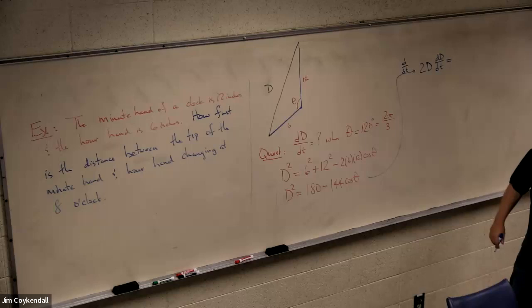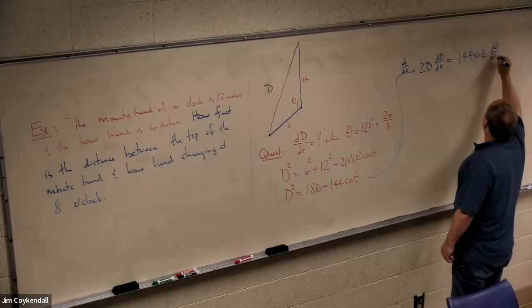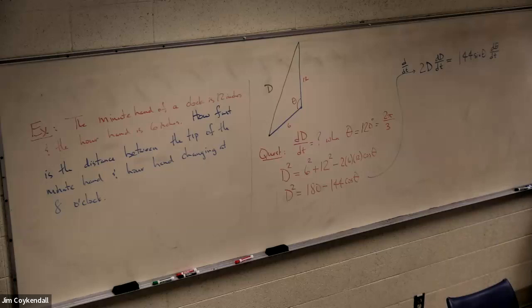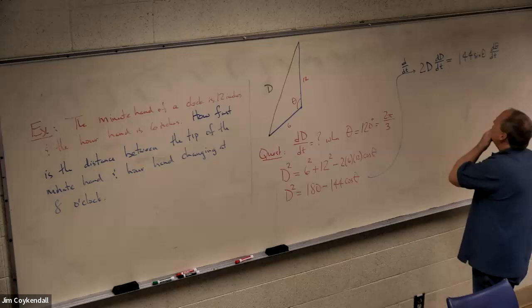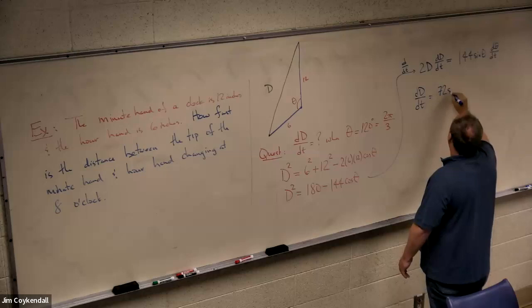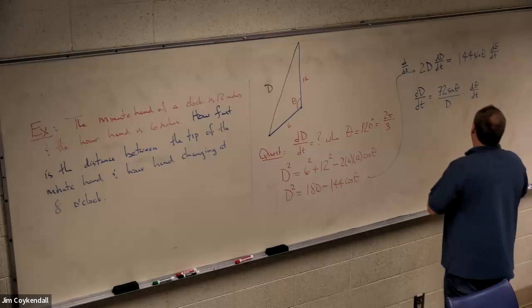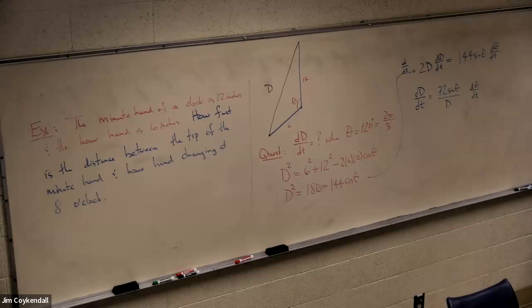Right, because the derivative of cosine has a negative sign, which cancels the negative. So let me get a formula for it. dD/dt equals 72 sine theta over D times dtheta/dt. Now I'm going to plug in numbers.